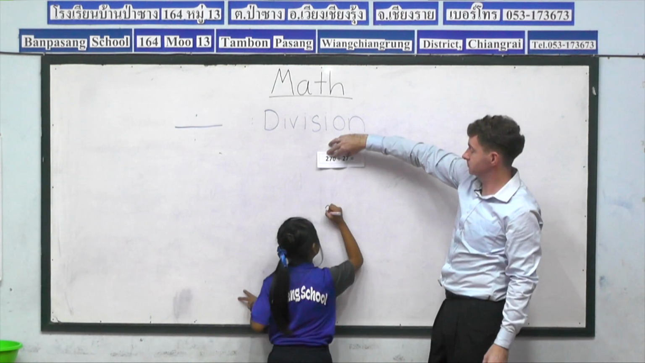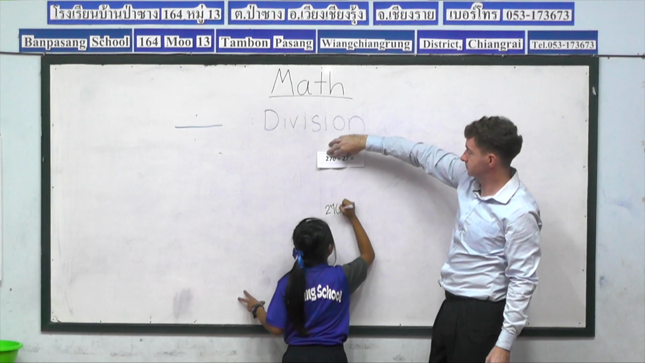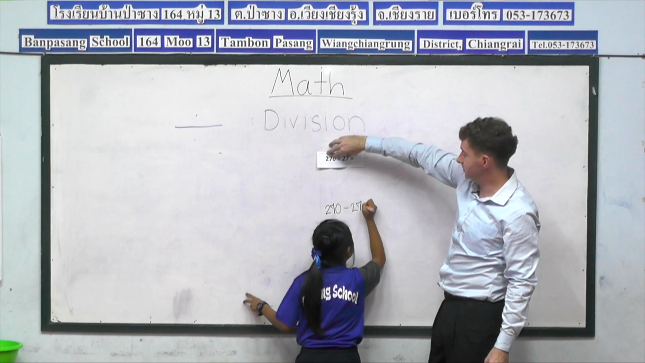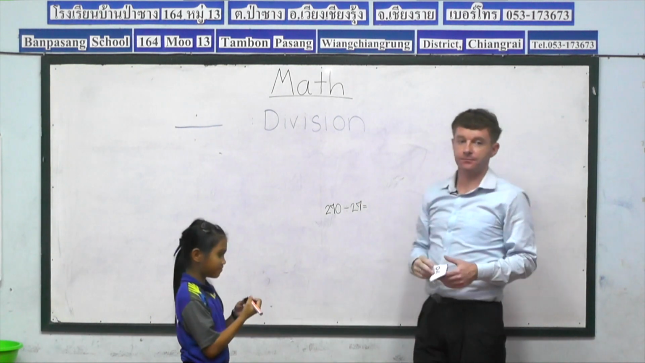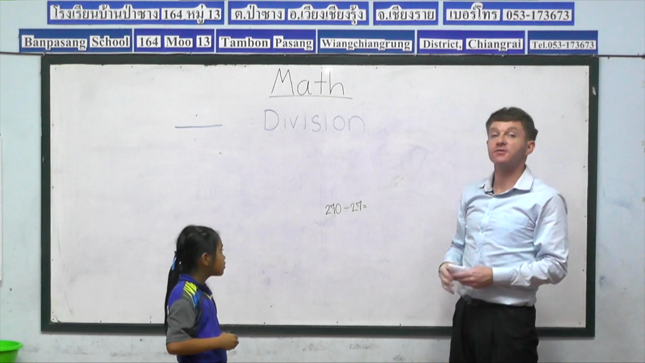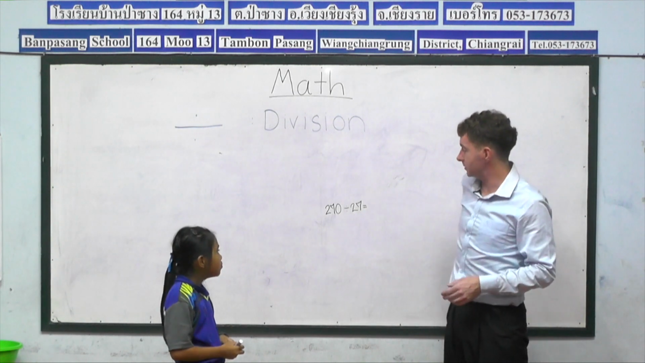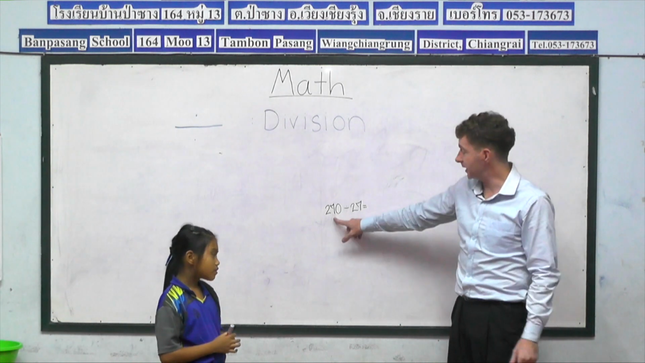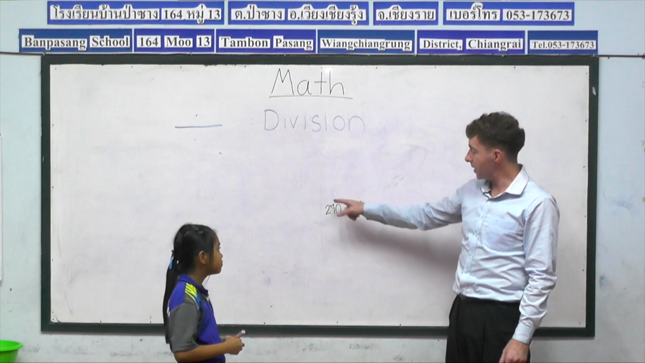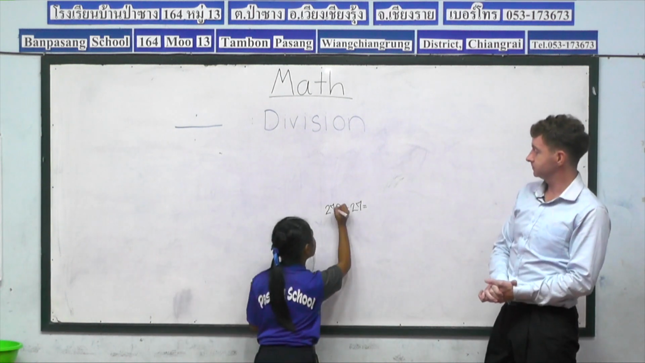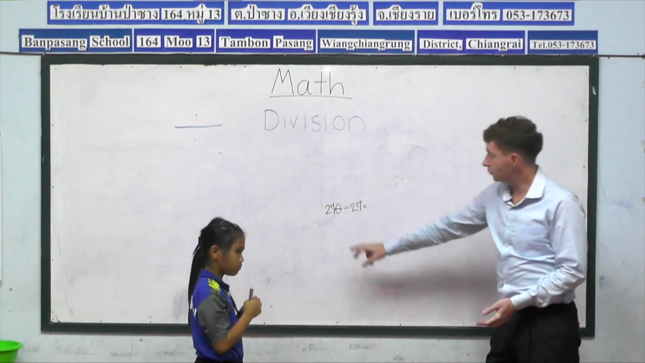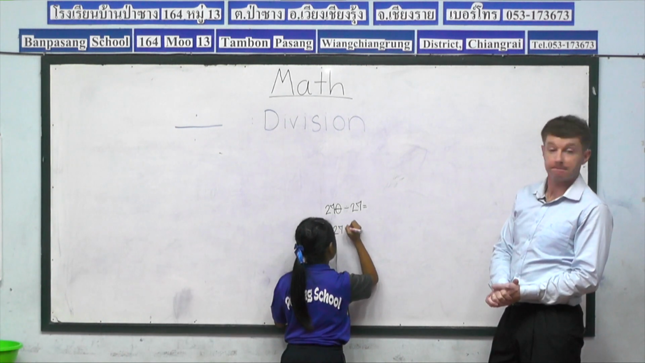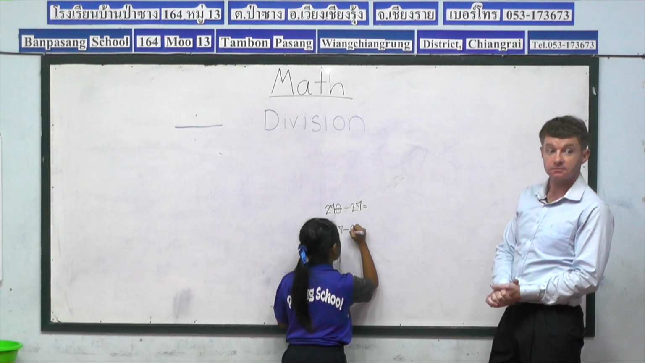270 divided by 27 equals. Okay, first thing to notice, guys, let's look at the zeros. How many zeros here? One. How many zeros here? None. So here there's one more zero on this side. Pak Bung, let's remove the zero. So now 27 divided by 27 equals 1.